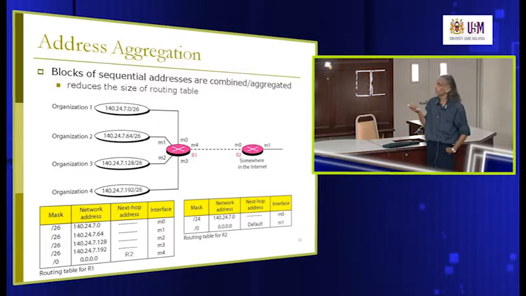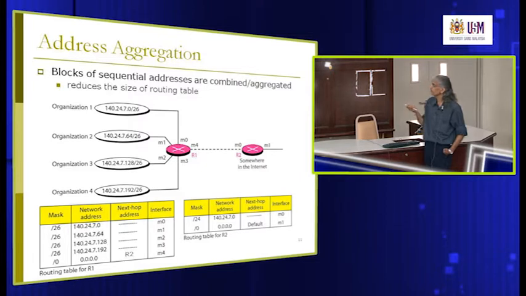So we can have 64 hosts in this subnetwork. The beginning starting address is 7.0, so 7.0 until 7.63, that's 64 addresses, right? And the next LAN is starting at 64, also /26, that means also another 64 addresses here, 64 addresses here, 64 addresses here. So 0 to 63, then 64 to 127, 128 to 191, and 192 to 255. So what we see is that the addresses are basically in sequence. There's no missing, right? So what we can do is combine them.